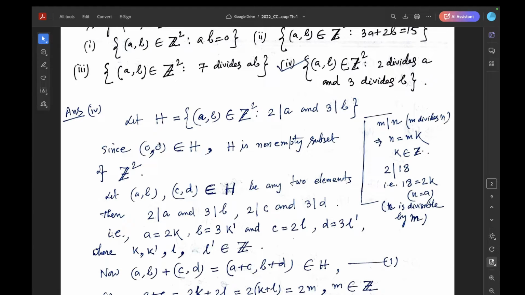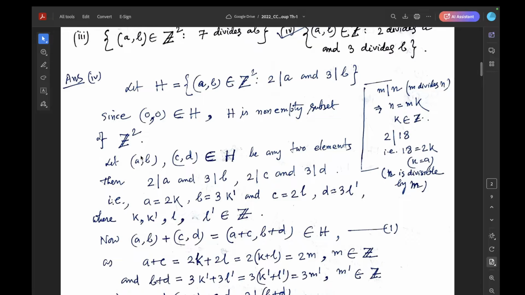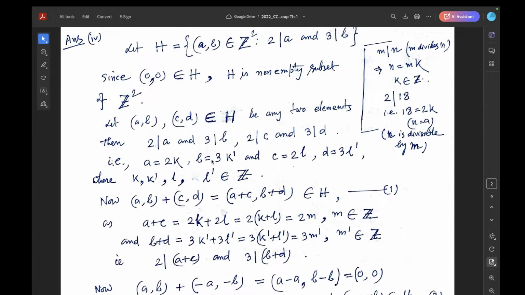Since (0, 0) belongs to H, H is a non-empty subset of Z2. Let (a, b) and (c, d) belongs to H be any two elements. Then by the property of H, 2 divides a, 3 divides b, 2 divides c, and 3 divides d. So we get a equal to 2k, b equal to 3k dash, c equal to 2l, d equal to 3l dash for some k dash, l dash belongs to Z, integers.